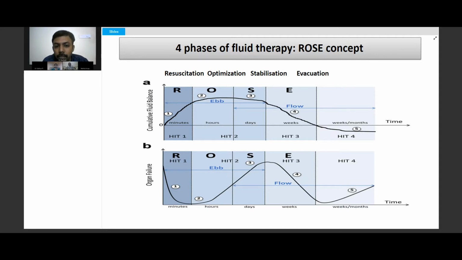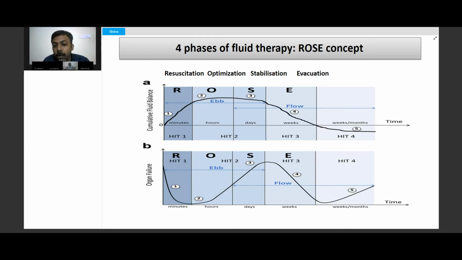We support the organ function, and through this phase, we go from the ebb phase to the flow phase, when the patient becomes fluid positive. The cumulative fluid balance becomes positive. And here you can see that from the second phase, we try to maintain a conservative fluid balance, not to increase too much. And later, once the patient is coming out of the critical illness, when the primary disease is settling, we go to the evacuation phase, where we try to remove fluids and maintain a negative balance, which happens over the next few days to a week.